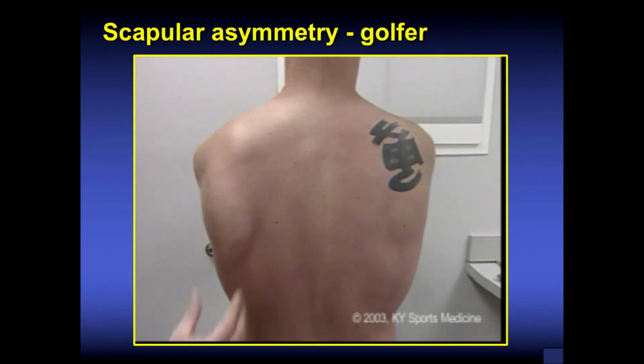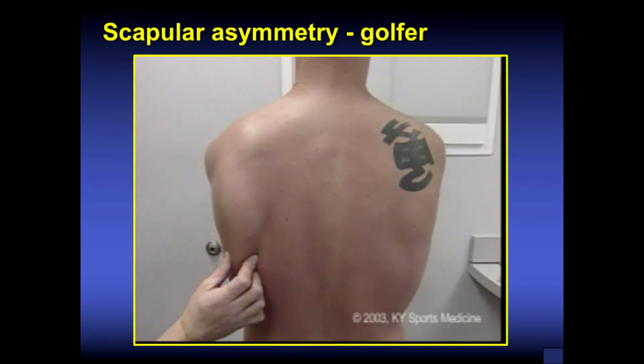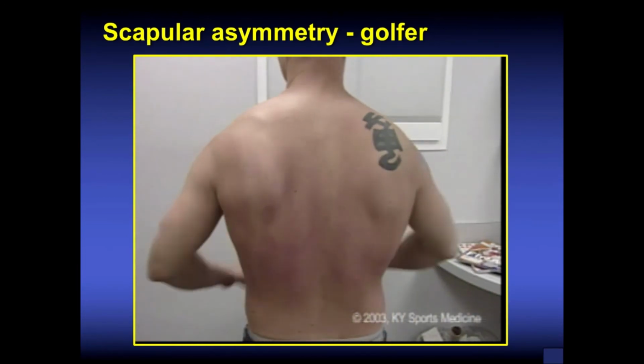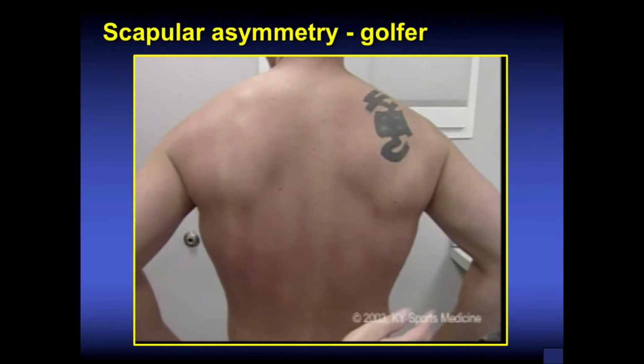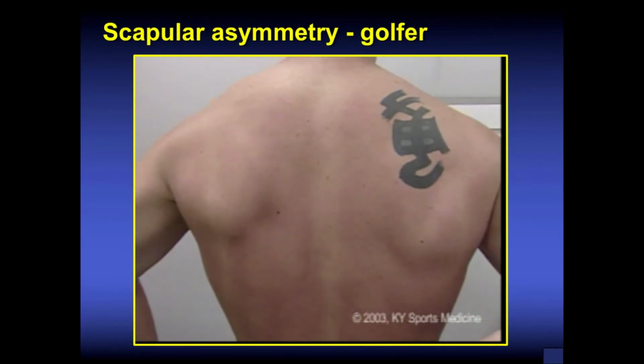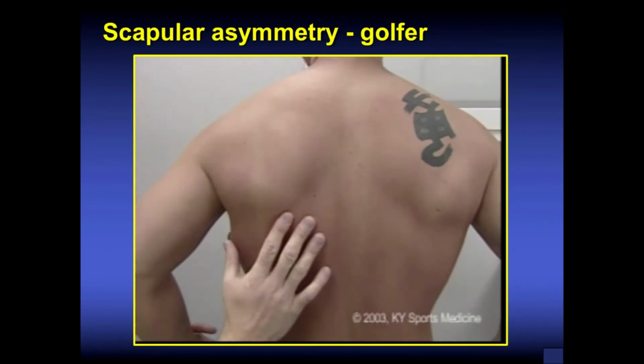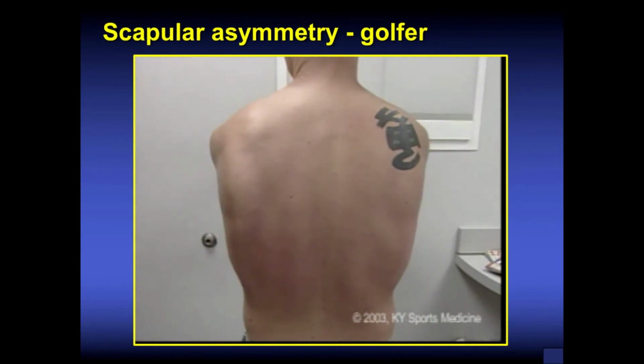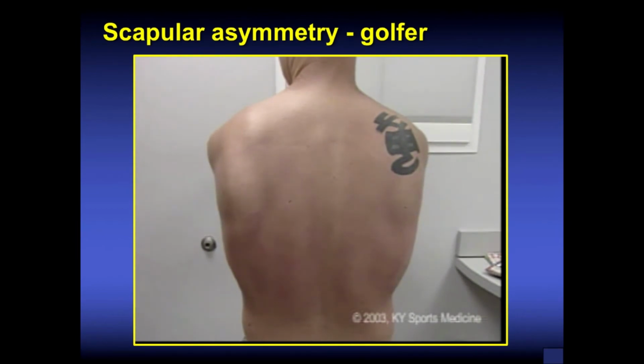And ask him to do the activity. He doesn't have a golf club, but you can see here where there's asymmetry of his scapula, which is the primary problem. Oftentimes that's compensatory for a shoulder problem. And when you do hands on the waist and push back, there's not a difference. But when he does his golf, pretending to hit, there's a definite difference.